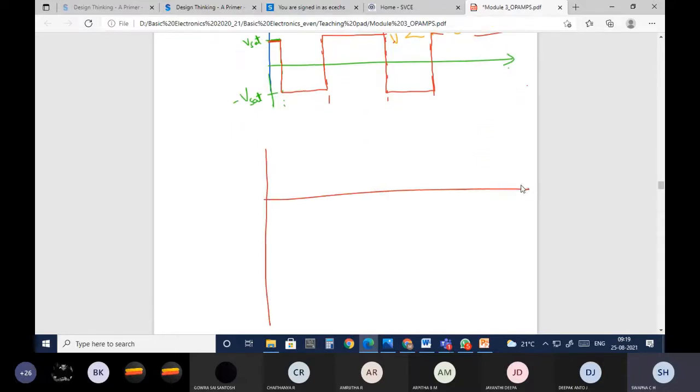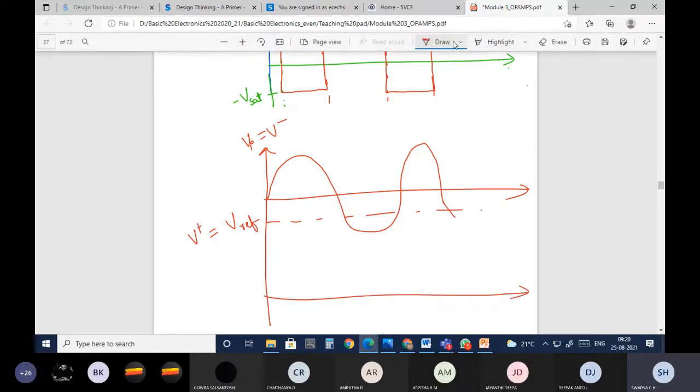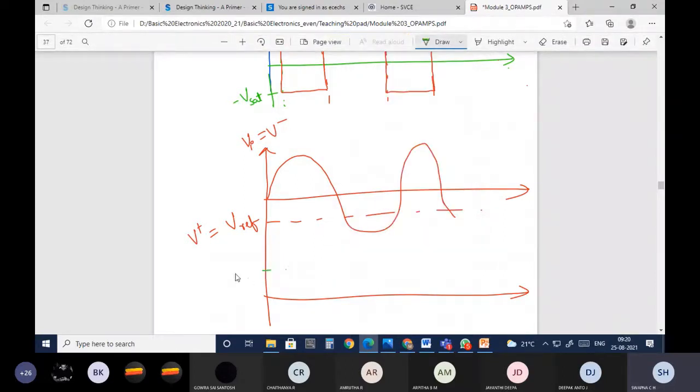Now I'll take the next case. V input, which is given to V minus only, is this sinusoidal signal, given to the inverting terminal, and the non-inverting terminal is connected to some V reference. So this is V reference, V plus. Now again I need to draw the output waveform. I may have either plus Vsat or minus Vsat.